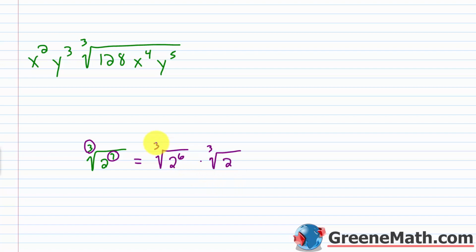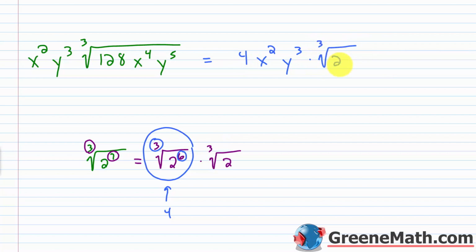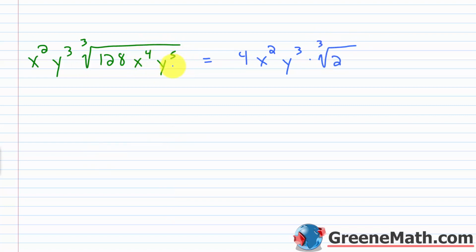This guy right here, all I got to do is divide this by this. 6 divided by 3 is 2, so this would be 2 squared or 4. So I'm going to go ahead and write this. I'm going to keep this part the same, x squared y cubed. This guy is going to simplify to a 4, so I'm going to put that on the front. And then times the cube root of 2. Now I'm not done because I still need to work on those variables there.